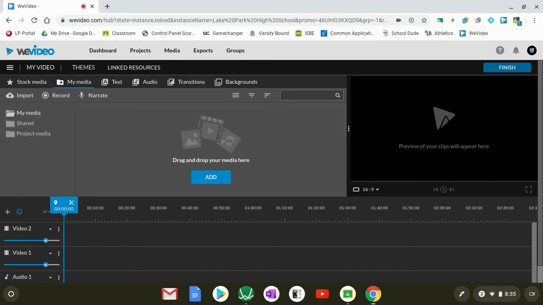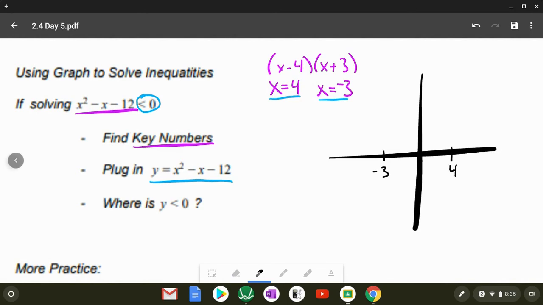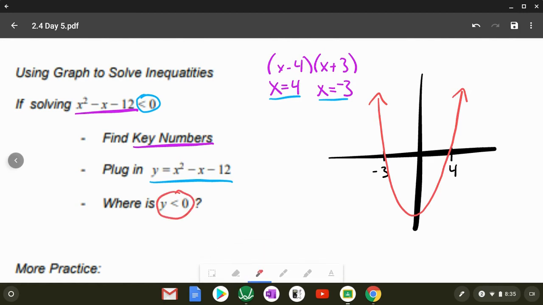So if we go back to our problem, we're looking at the parts on this graph at -3 and 4. You saw on the calculator that this is the general shape. And since we're looking for all of the outputs where the y is less than 0, this would be our solution set.